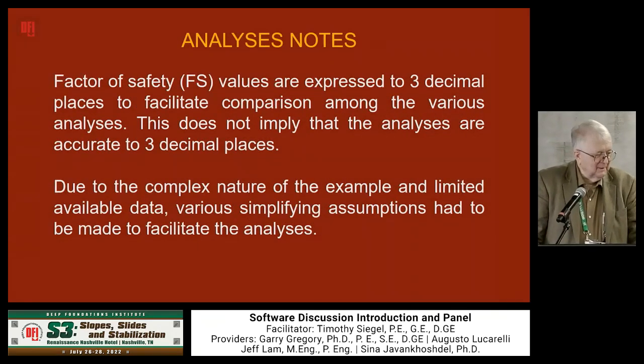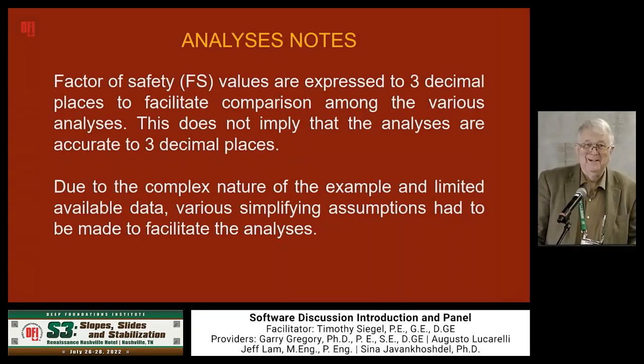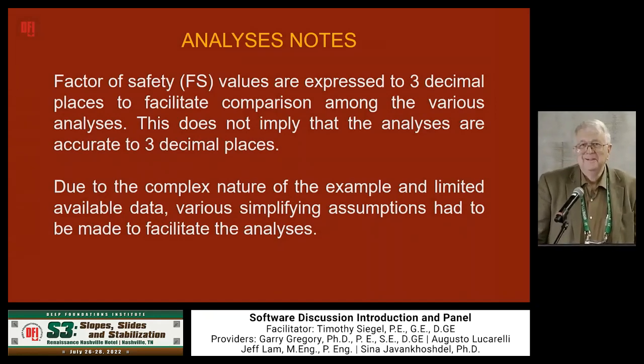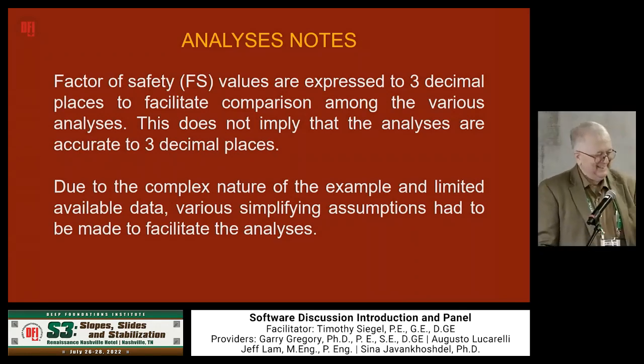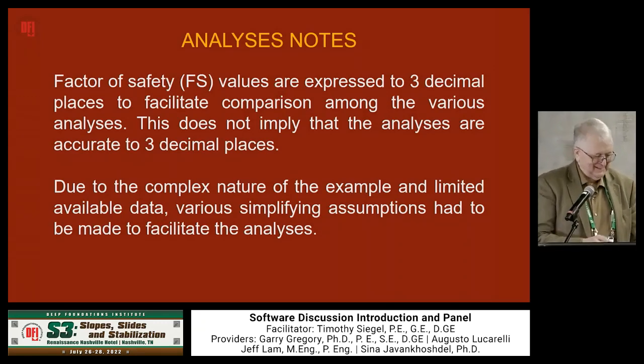So there are some analysis notes that I want to mention at first. Factors of safety are expressed to 3 decimal places to facilitate the comparison among the various analyses. That does not imply that they're accurate to 3 decimal places. In fact, you may have heard Mike Duncan make this statement, and he attributes it to Jim Mitchell, that your credibility is inversely proportional to the number of decimal places in your factor of safety calculation. And it's so true. But there are 3 places just so we can compare among the various analyses. Also, due to the complex nature of the example, there are some simplifying assumptions that had to be made.